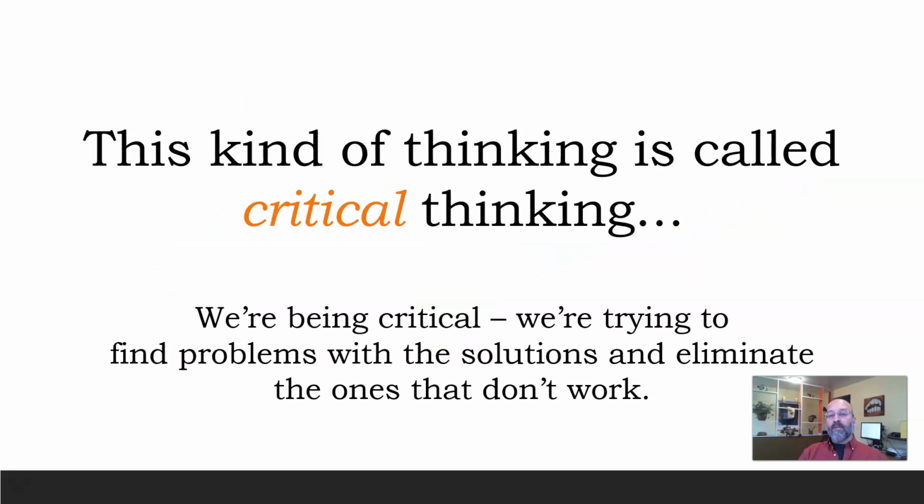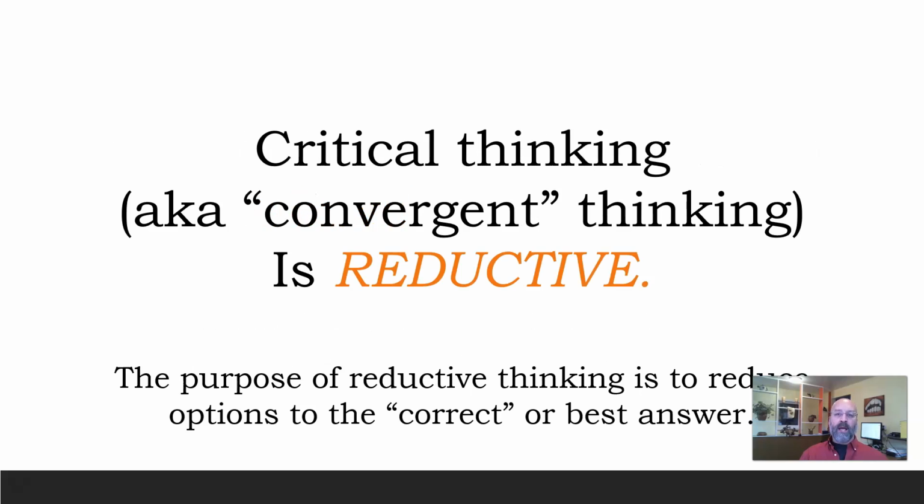This kind of thinking is called critical thinking. We're trying to reduce the quantity of solutions down to a single one. This is also called convergent thinking. You're trying to converge on the one idea that's going to work for us. And critical thinking is by its very nature reductive. You're trying to reduce the information, the quantity of solutions, that kind of stuff.